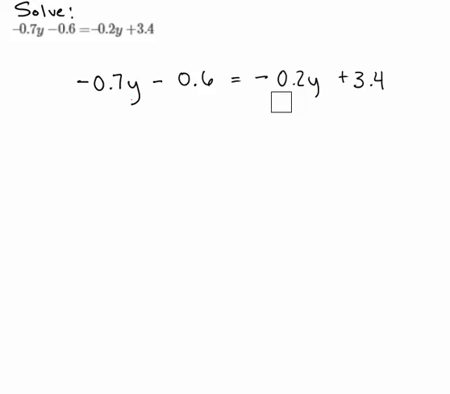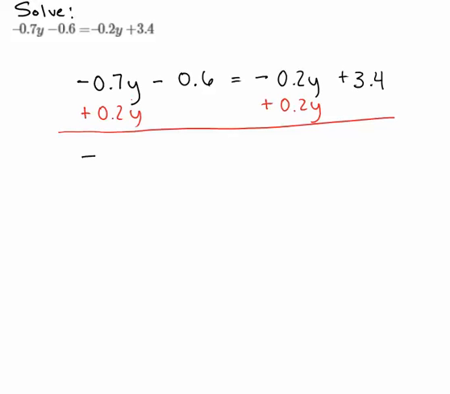And we do that by adding and subtracting. In this case, I'm going to go ahead and add 0.2y to both sides. So adding that to both sides, I'll have a new equation. Let's see, minus 0.7 and plus 0.2. I think of that as negative 70 cents plus 20 cents. That would give me negative 50 cents, or negative 0.5y, minus 0.6.